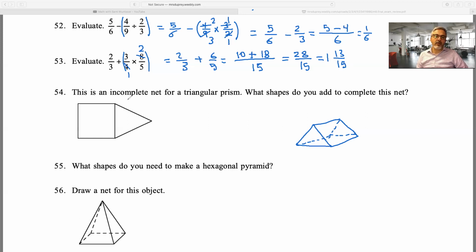Now this is an incomplete net for a triangular prism. What shapes do you add to complete this net? So now a triangular prism looks exactly like this. So you know you need 1 more triangle, and you need 2 more squares or rectangles. It doesn't matter. So 2 squares, 1 triangle.